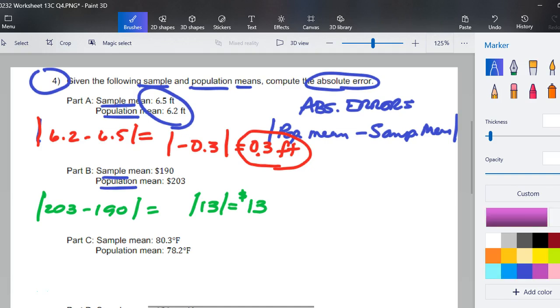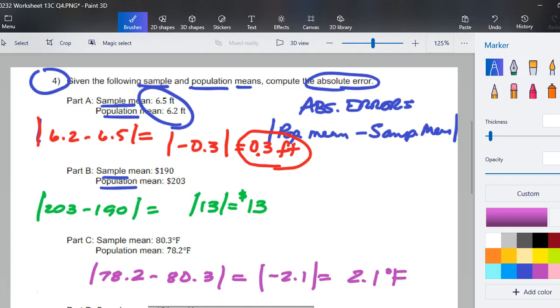Now we're looking at one more. I think we have two more to go. We're taking the population mean and we're subtracting the sample mean because we're finding the absolute error. So grabbing a calculator, I'm doing 78 2/10 minus 80 3/10, and I'm getting negative 2.1, but for absolute error, we are to find the absolute value, and that will be 2.1. It's not just any 2.1, it's 2.1 degrees Fahrenheit.